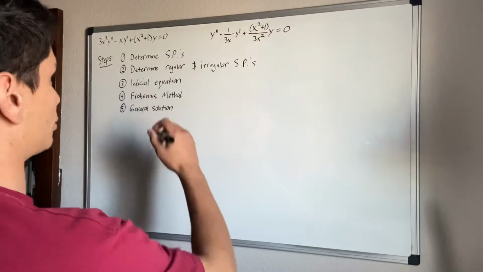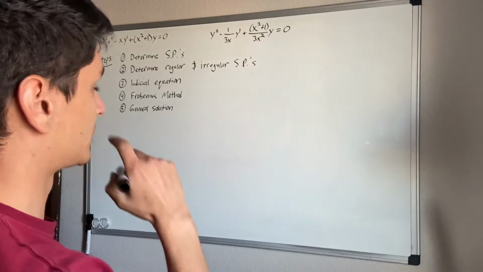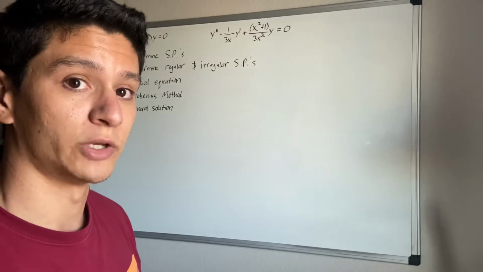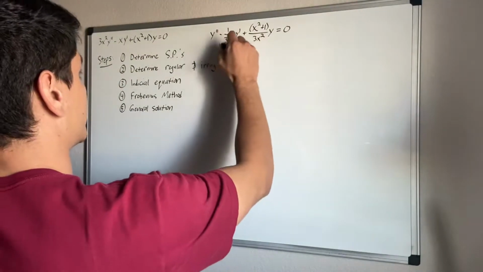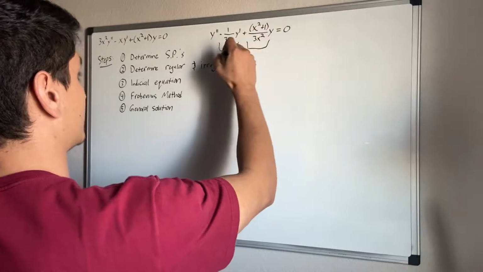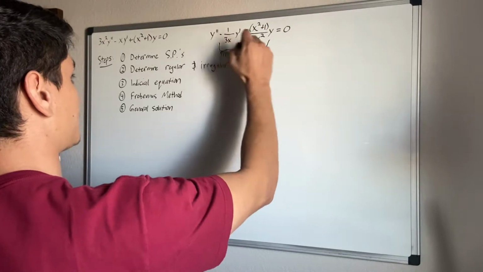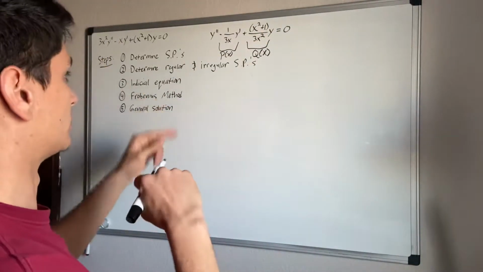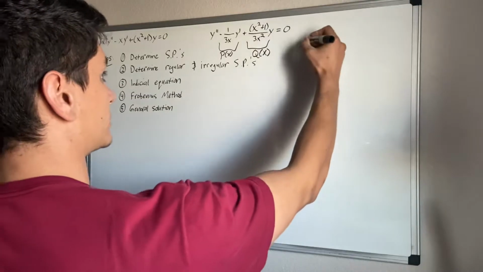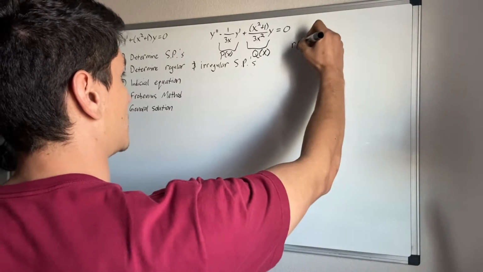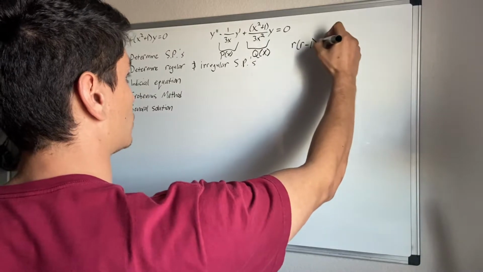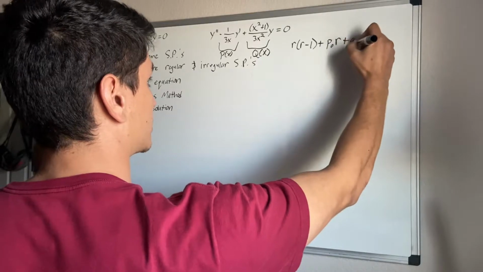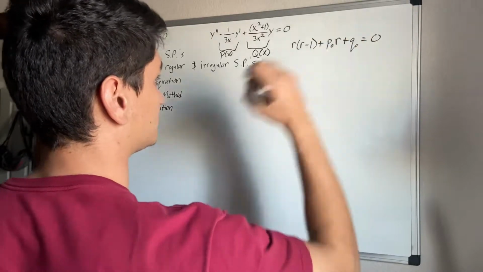So step number 3 is to find the indicial equation. The way you find the indicial equation is you find P sub 0 and Q sub 0. Remember, this is capital P of x and this is capital Q of x. The way you find the indicial equation is with this formula right here: r times (r minus 1) plus P sub 0 times r plus Q sub 0 equals 0.